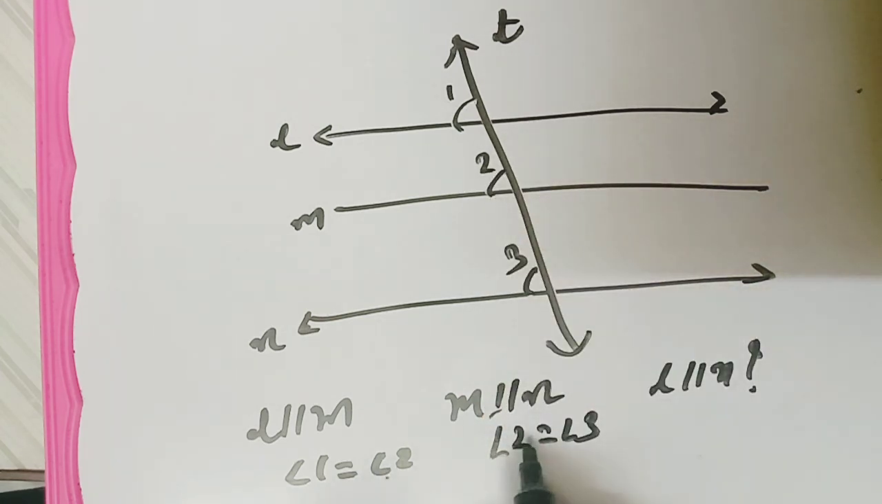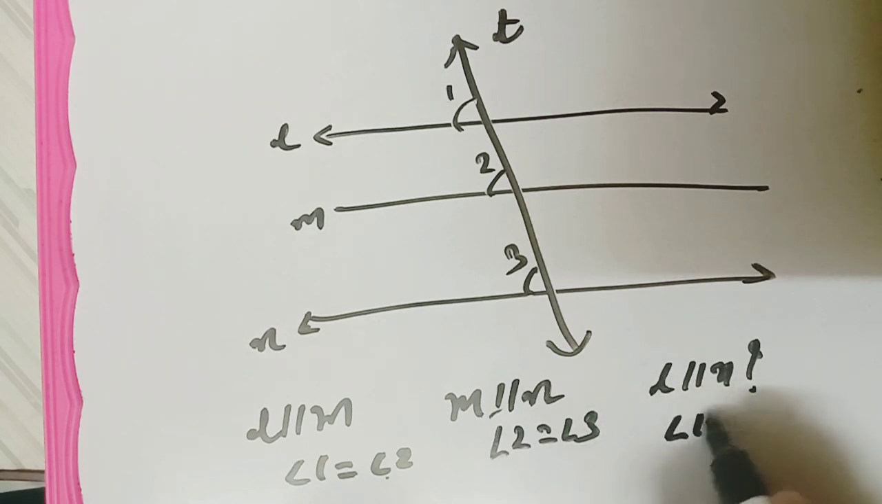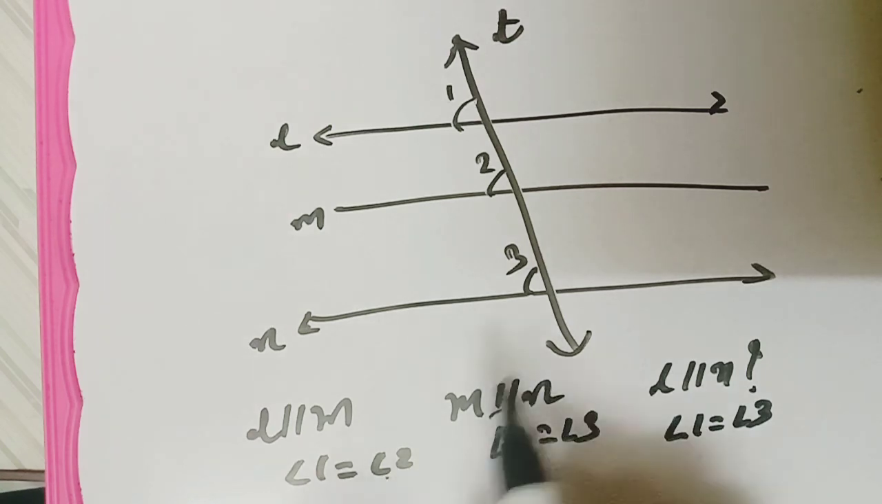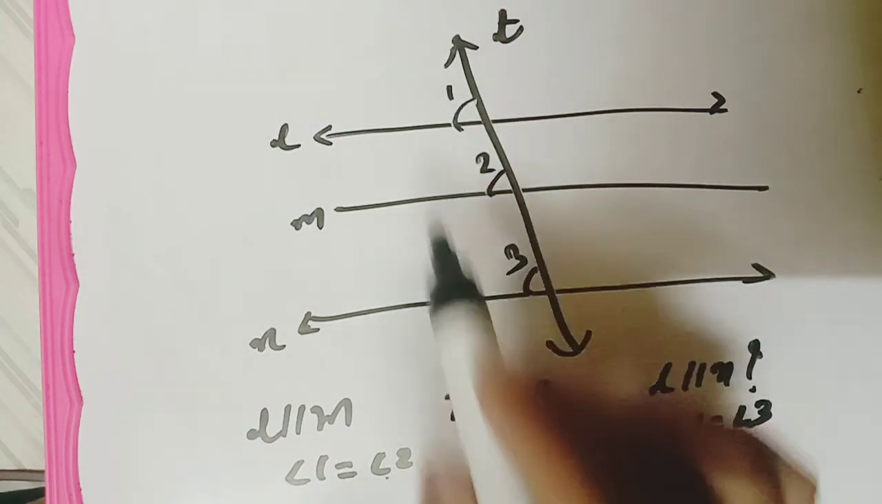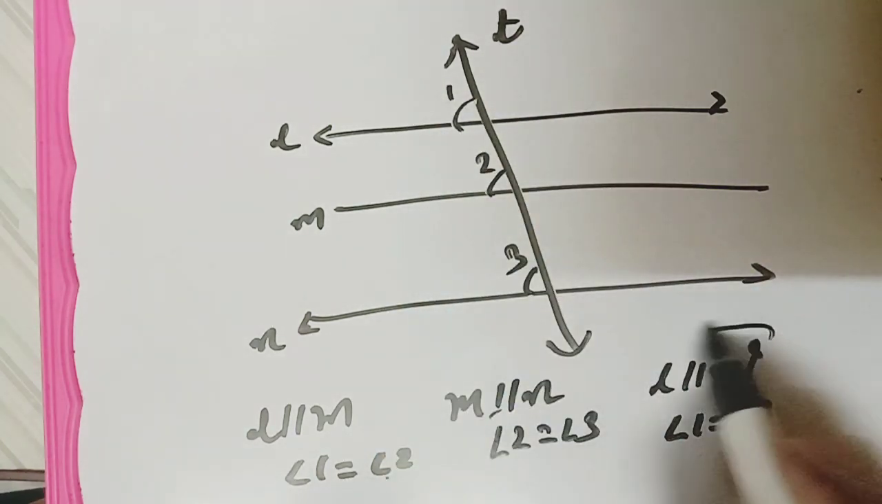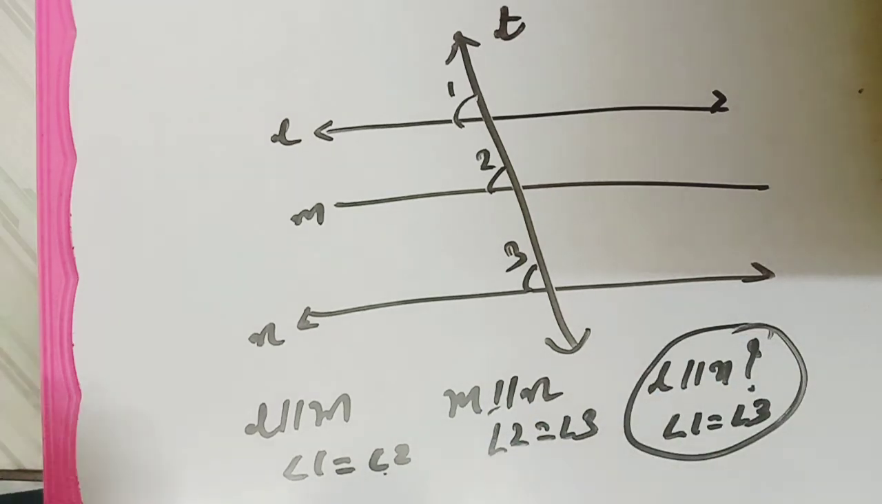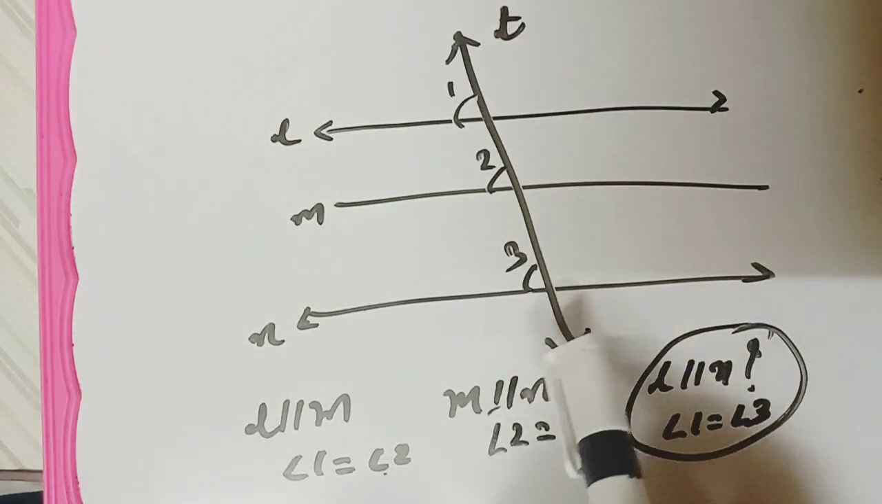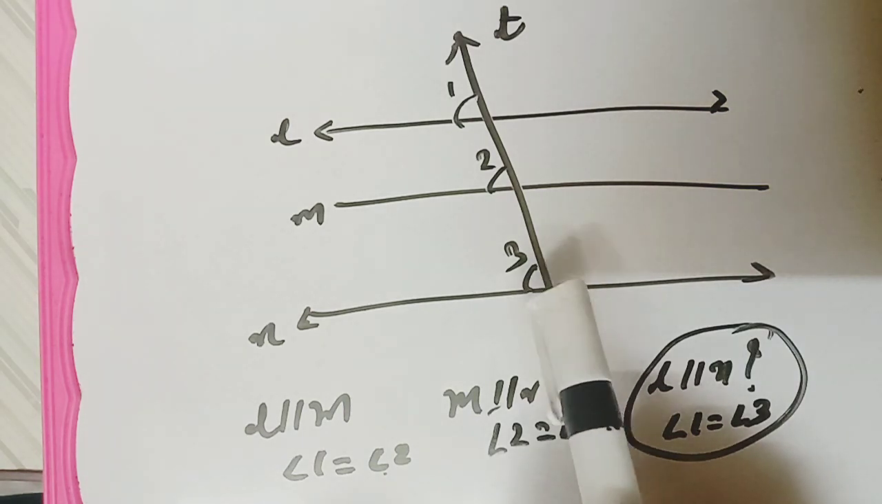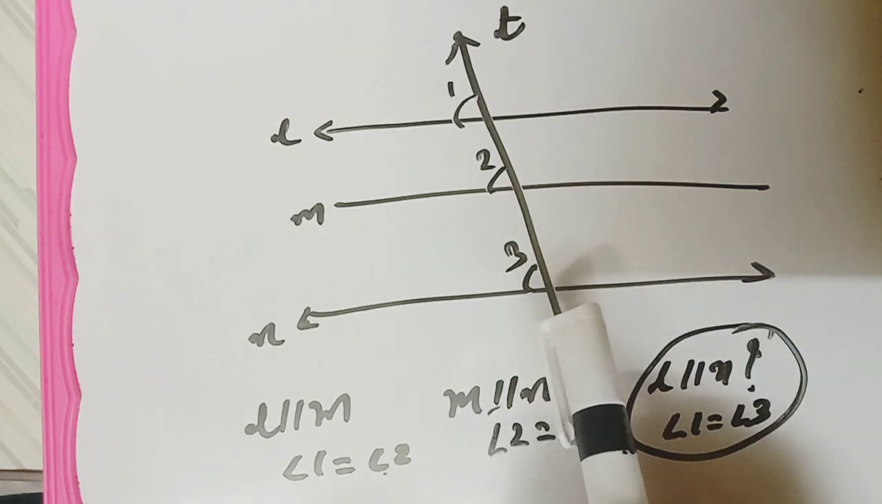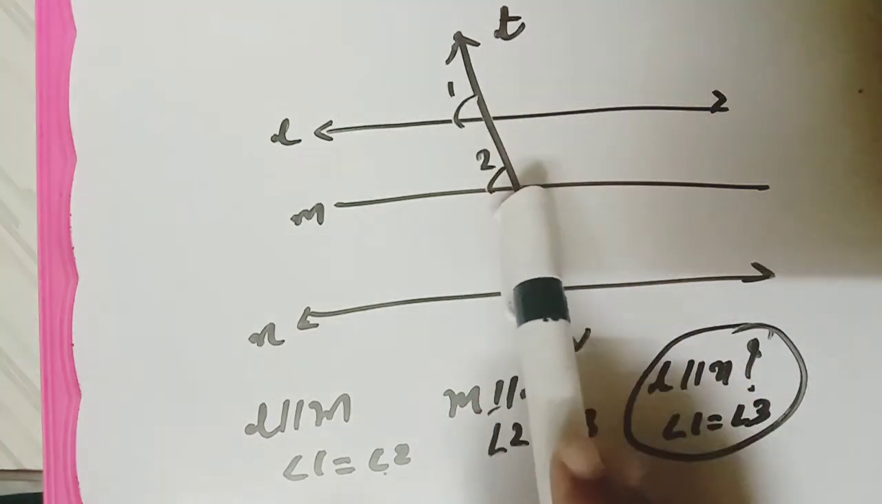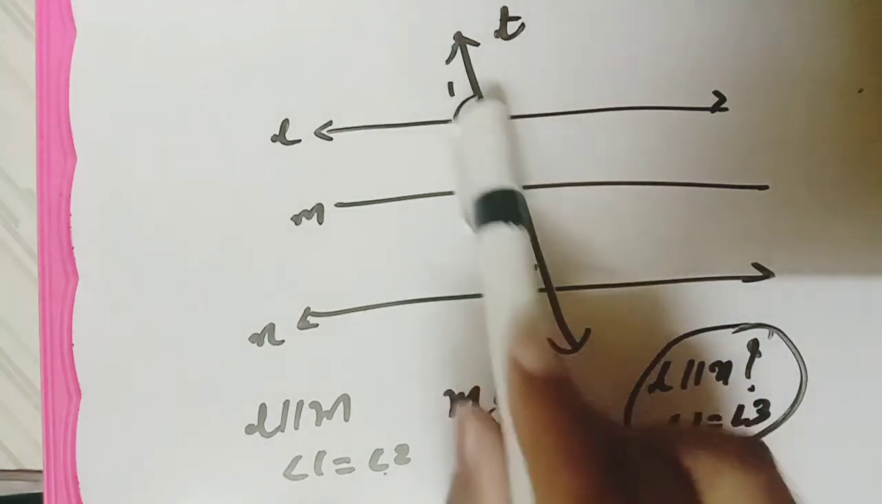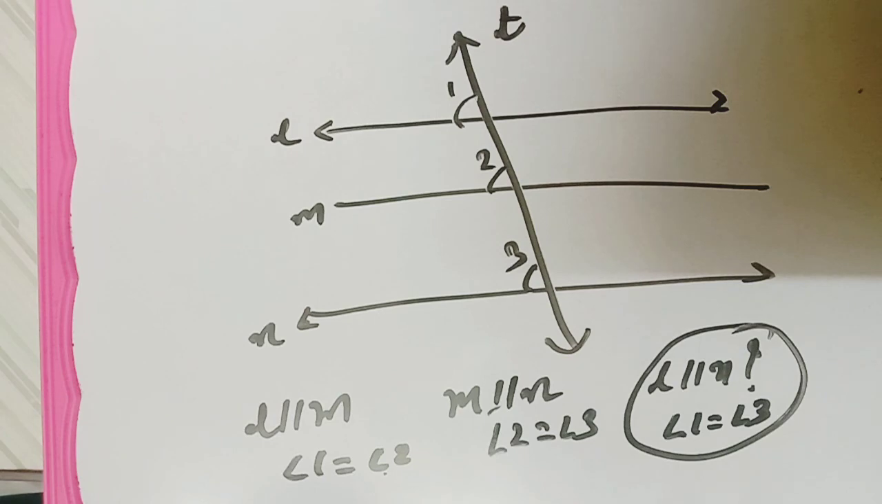So here angle 2 equals angle 1, angle 2 equals angle 3, then angle 1 equals angle 3. And so we can say that 1 and 3 are corresponding angles, so L and N are also parallel. It means that if two lines are each parallel to a third line, then they are parallel to each other. That is, L is parallel to M and M is parallel to N, then L and N are parallel to each other.